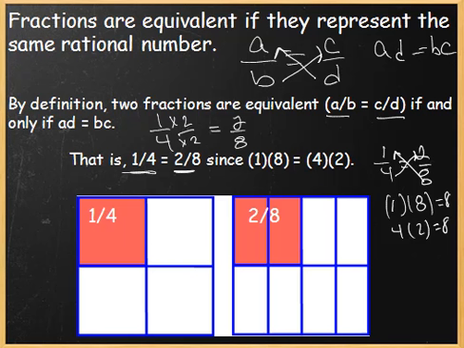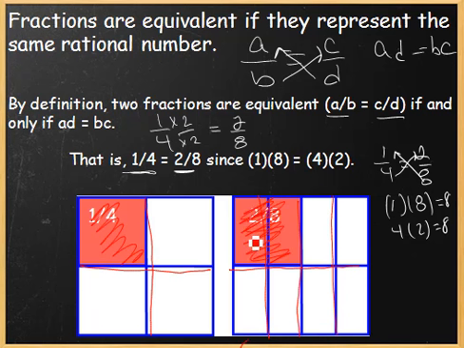Another way we can represent this is using an area model. In this figure we have 4 equal-sized pieces and we have 1/4. Over here we took the same whole and split it into 8 equal-sized pieces. To represent the same area as 1/4, we would need 2 out of those 8 pieces.